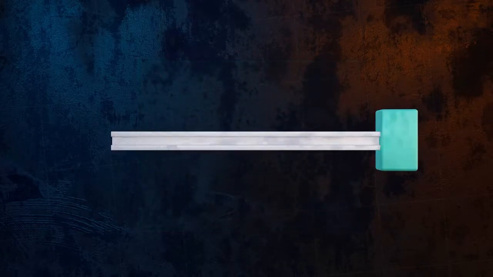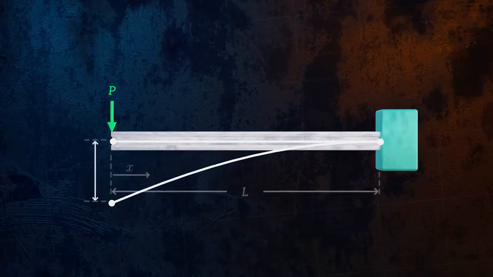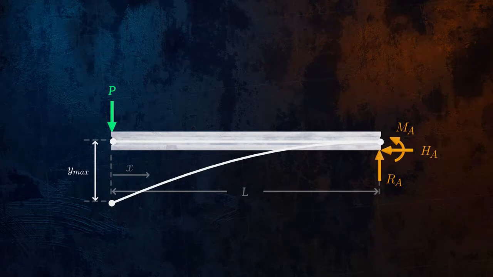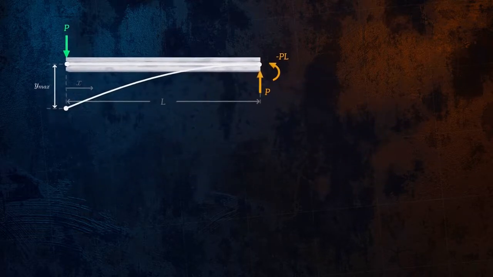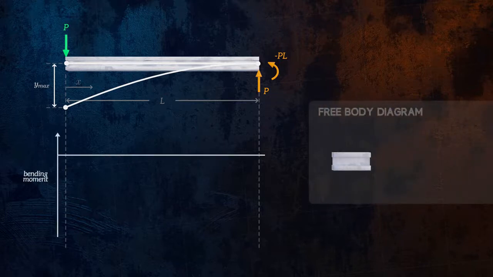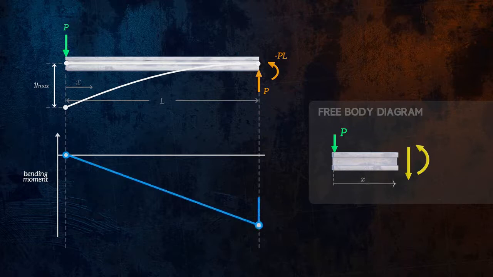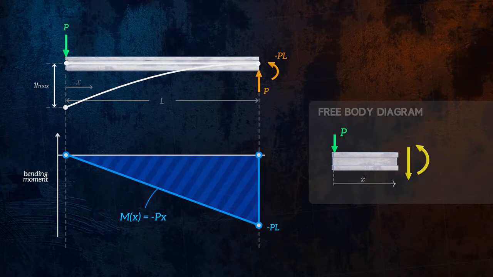Here we have a cantilever with a load applied at the end. We'll start by drawing the free body diagram and applying equilibrium to determine the reaction forces. Next, we want to calculate the bending moment along the beam. If we draw a free body diagram of a slice of the beam, we can see that as we move along the beam, the bending moment increases linearly with the distance from the concentrated force P. So the bending moment M is equal to minus P times x.